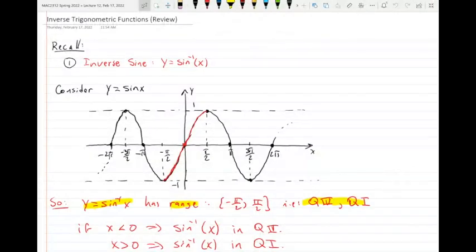Inverse sine function. This is quadrant 4, and this is quadrant 1. So when you define the inverse sine function, the range is quadrant 4, quadrant 1. This is what you need to remember, but for the inverse function, not for the actual sine function. That's what we're dealing with.